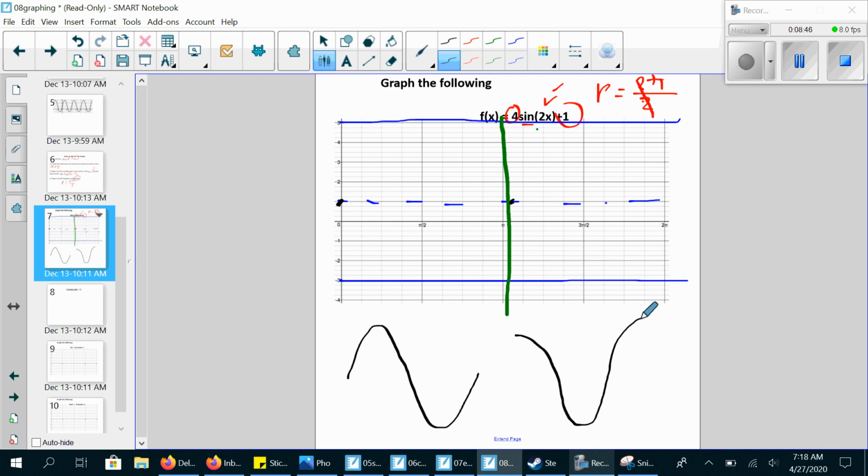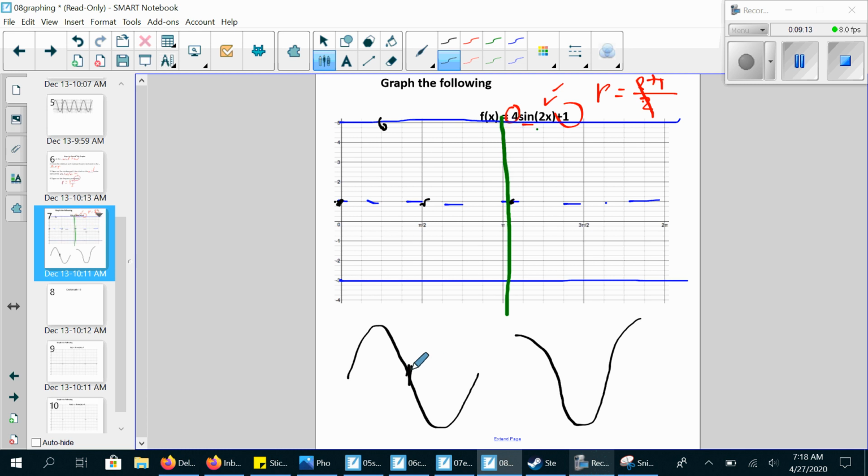So halfway between where it starts and where it stops, we're back at the midline. So halfway in between this point and this point, we're going to be back at the midline. And then halfway between here and here, halfway between those first 2 times we cross the midline, we're going to be at the maximum. So I'm going to go to the halfway point. I'm going to put in a dot at the maximum.